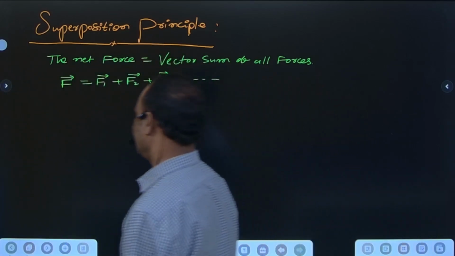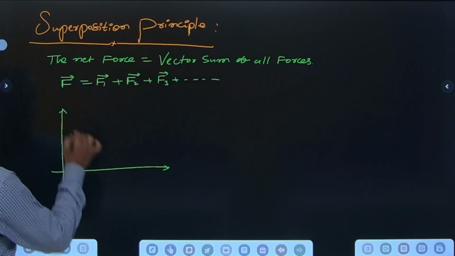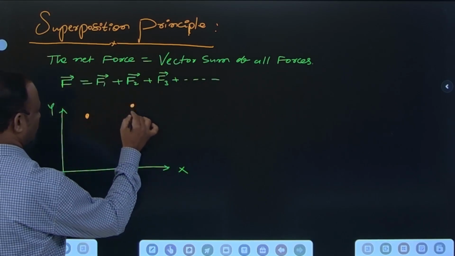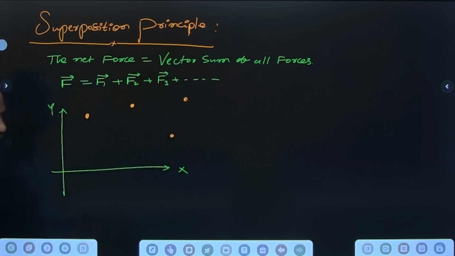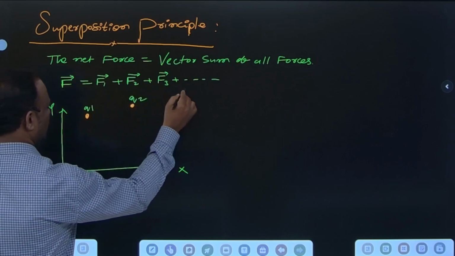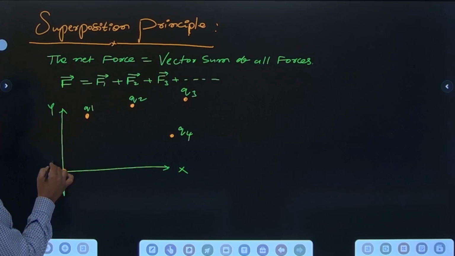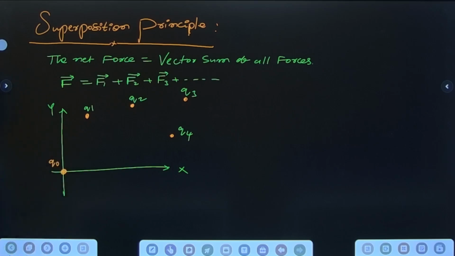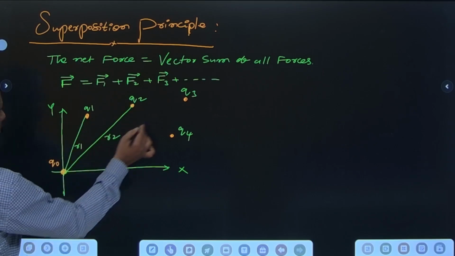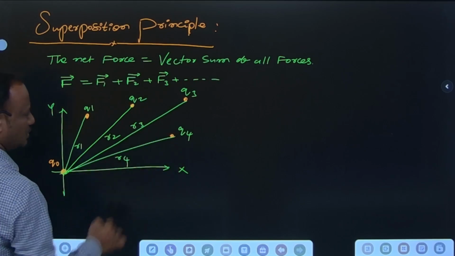For example, I'm using a coordinate system with x and y axes. There are my charges 1, 2, 3 and 4, which are q1, q2, q3, q4. Here some charge is there, let it be q naught. What are the relative distances? r1, r2, r3, r4.